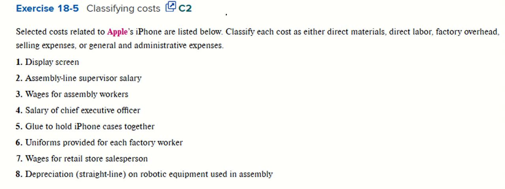The bottom line is that all of these costs are associated with producing the iPhone. That's the product being turned over for money. These costs could be directly or indirectly associated with producing an iPhone. So we're going to go one by one to make these classifications. For number one, it says display screen. Again, we're focused on the iPhone, the actual product.